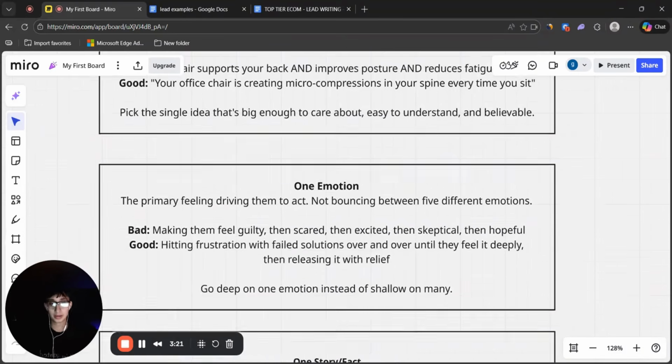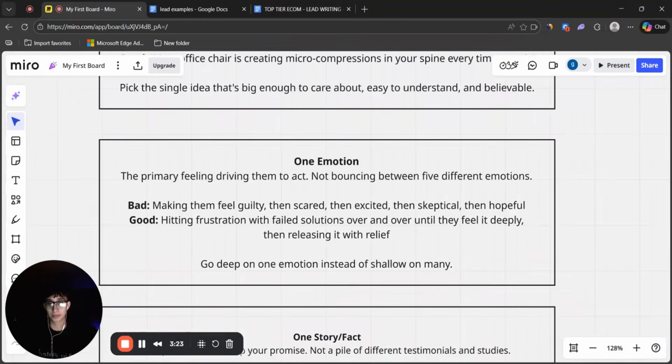One emotion. The primary feeling driving them to act, not bouncing between five different emotions. A bad example of this would be making them feel guilty, then scared, then excited, then skeptical, then hopeful. But a good example would be hitting frustration with failed solutions over and over until they feel it deeply and then releasing it with relief. So go deep on one emotion instead of shallow on many.